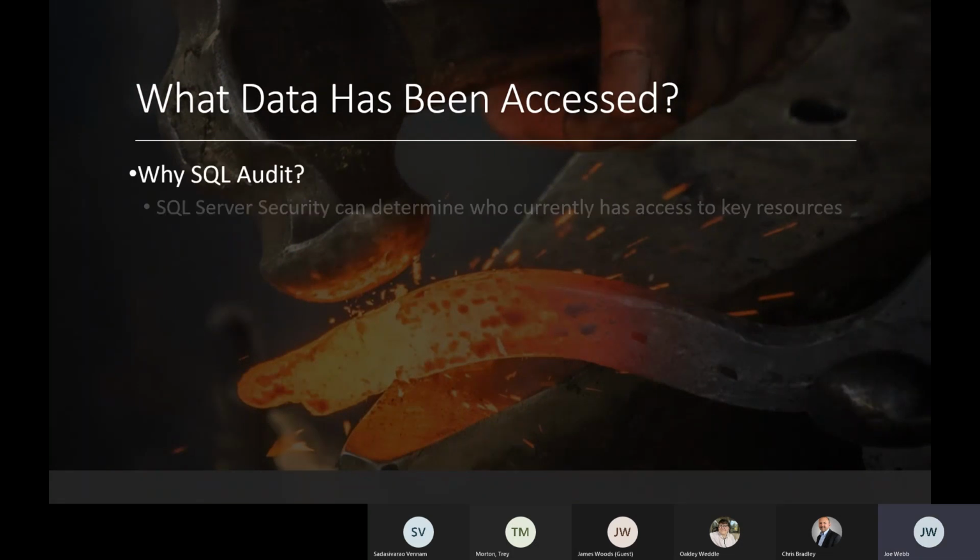So why do we care about SQL Audit? With SQL Server security, again, we can look at groups and roles and see who has access to key resources. We can write queries to determine who has access to this table or to this schema, to this database, to this instance.